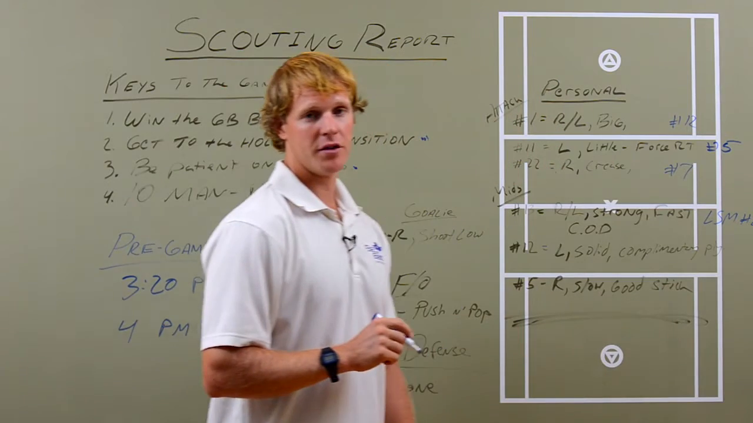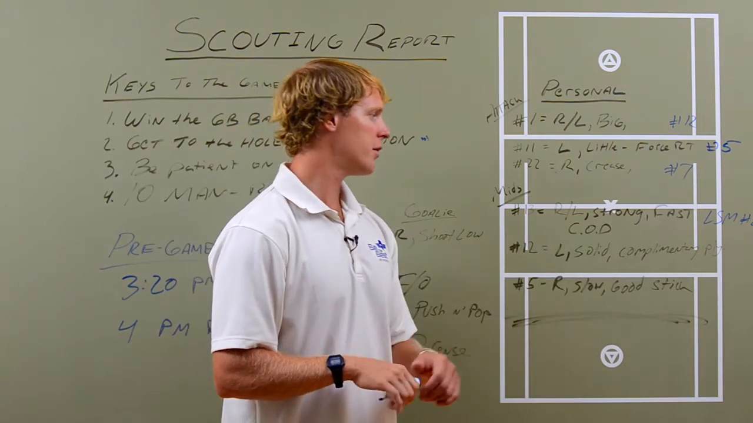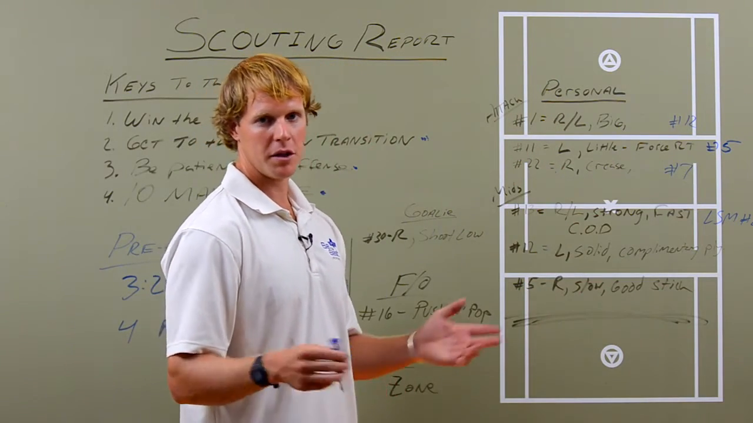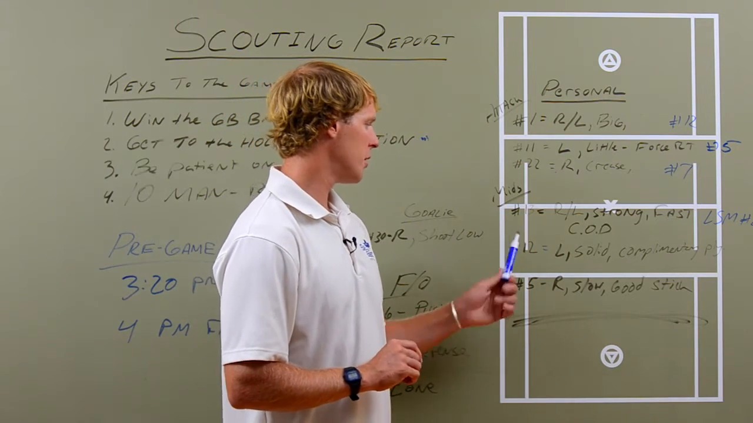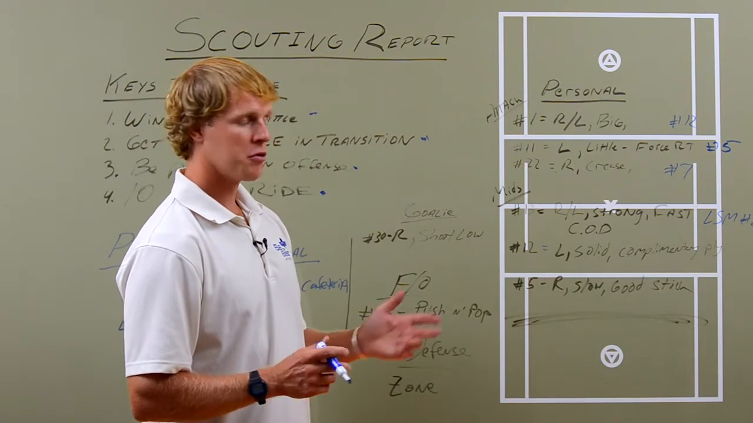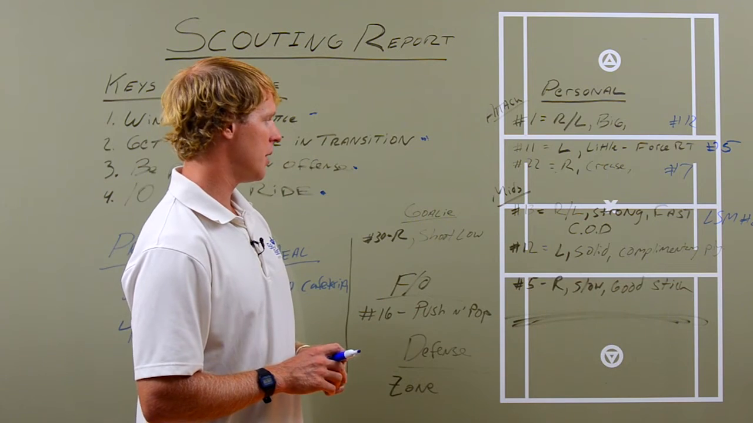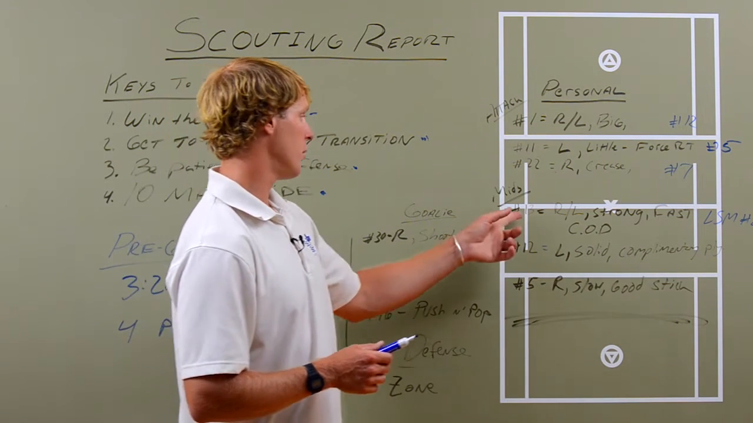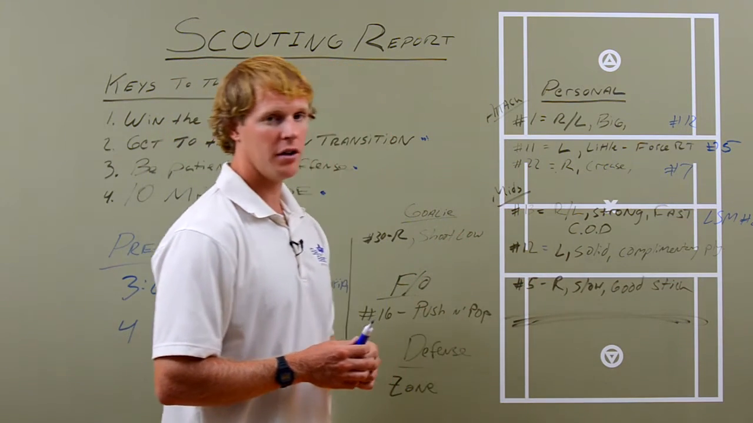Just stay with him the best you can. He's a great player, but so are you. So it's going to be a great battle. Just make sure you're staying on him. Number 12, he's a complementary middie. Basically, from the midfield, it all runs through 13. But 12, he's pretty solid as well.